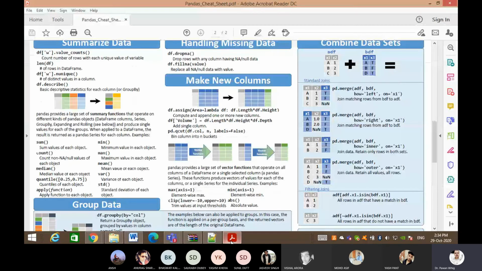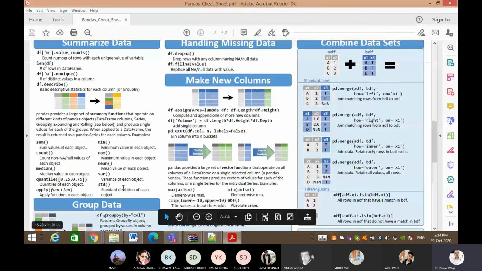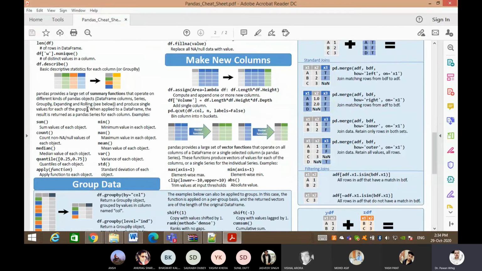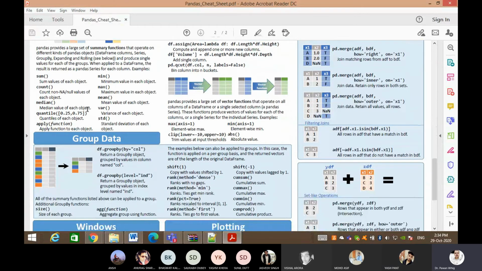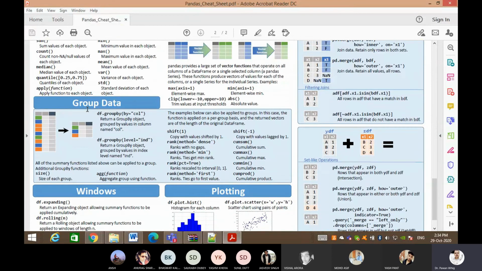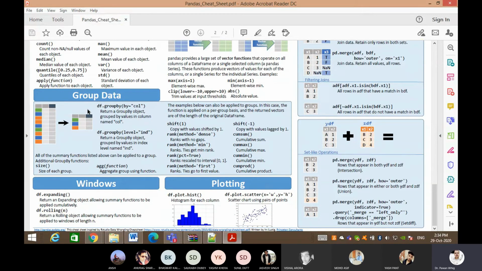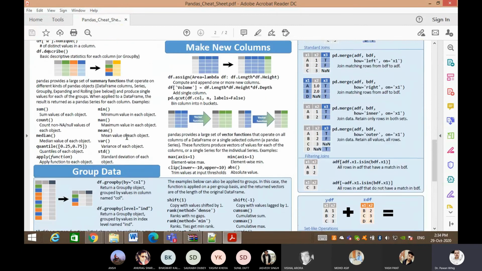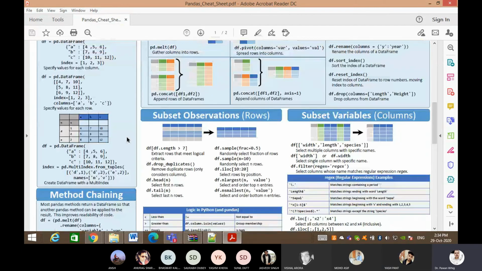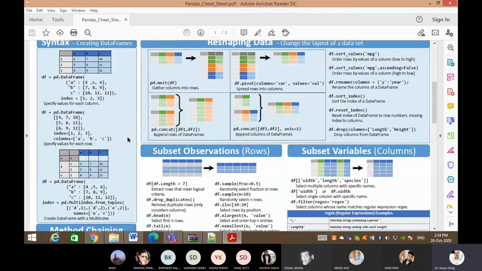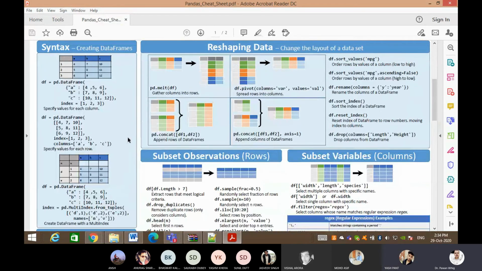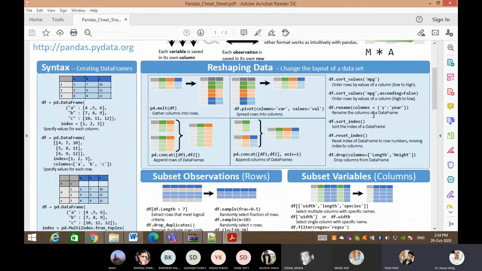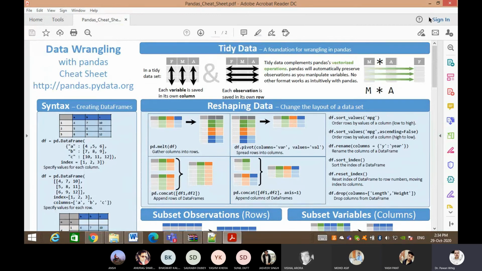Let me check it again. I'm not able to find it here. There is also df.describe, and similarly a summary. The summary will give you all the other information, such as how many columns and how many rows there are. Okay, no problem. You do it after that.